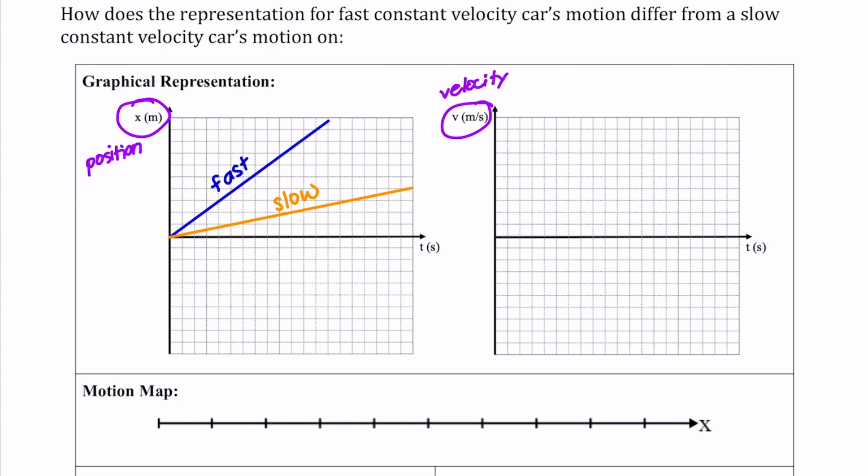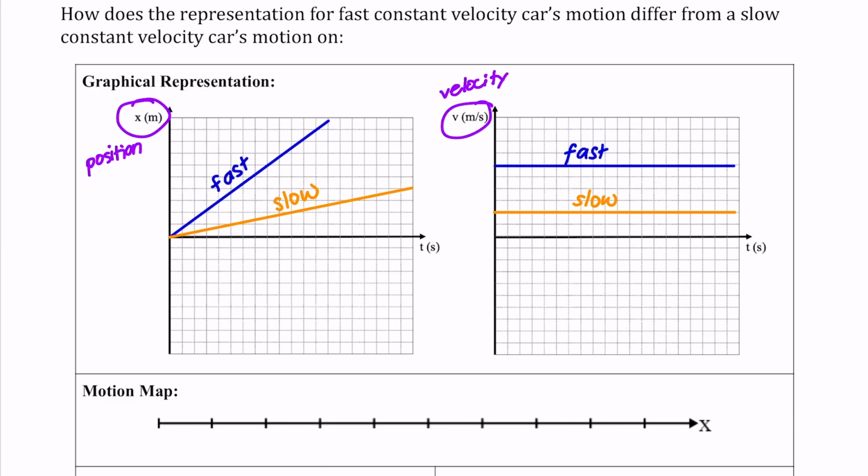And you want to make sure that you're reading the graph correctly. One's a position graph, the other's a velocity graph. And so on a velocity graph, it's just going to be a straight line, right? And the slow moving vehicle is going to be just lower or closer to zero, closer to that time axis, which most of you did draw.